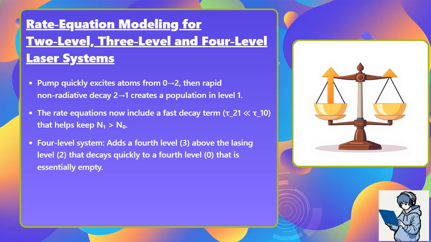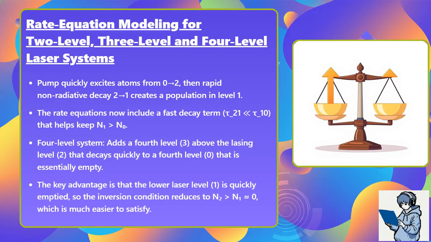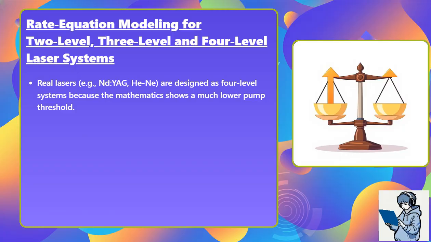Four-level system. It adds a fourth level 3 above the lasing level 2 that decays quickly to a level 0 that is essentially empty. The key advantage is that the lower laser level 1 is quickly emptied, so the inversion condition reduces to N2 greater than N1 approximately 0, which is much easier to satisfy. Real lasers, for example Nd:YAG and He-Ne, are designed as four-level systems because the mathematics shows a much lower pump threshold.